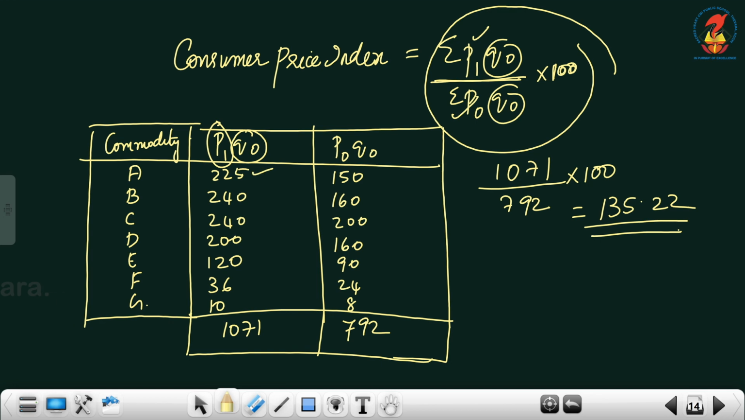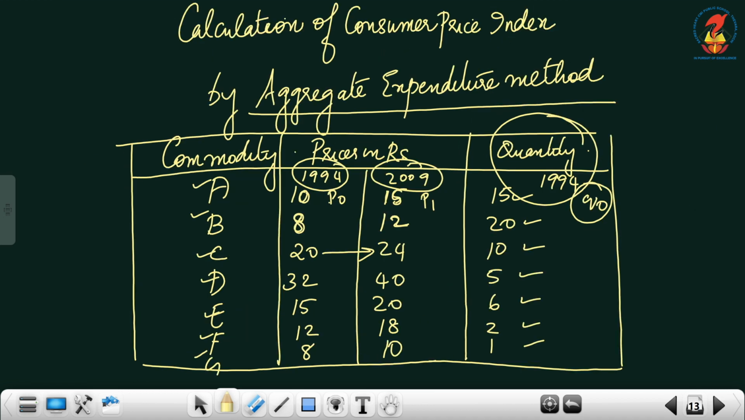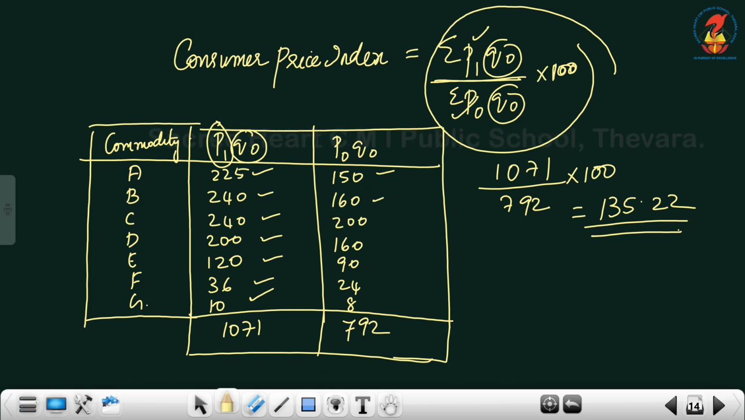Definitely the values are 225, 240, 240, 200, 120, 36 and 10. That means P1 Q0 means what? This is P1 and this is Q0. Okay, so 15 into 15, 12 into 20. Likewise, P0 Q0 means 10 into 15, 8 into 20. So all those values I have written here.